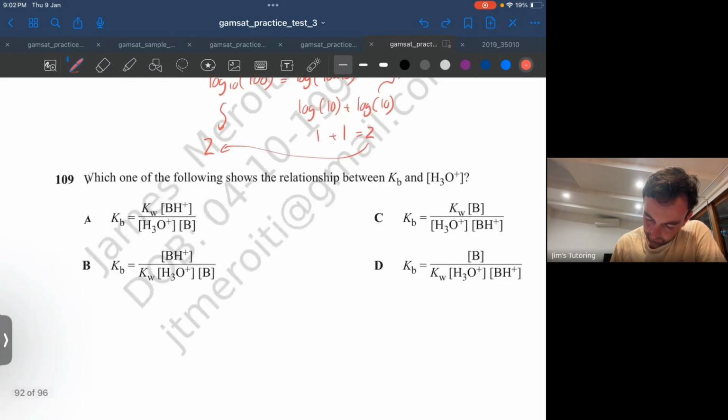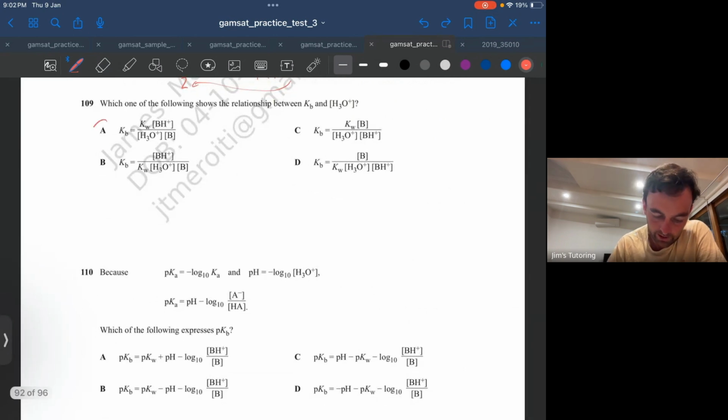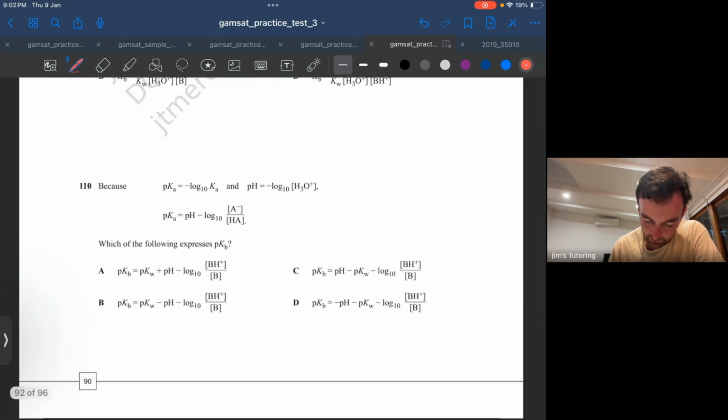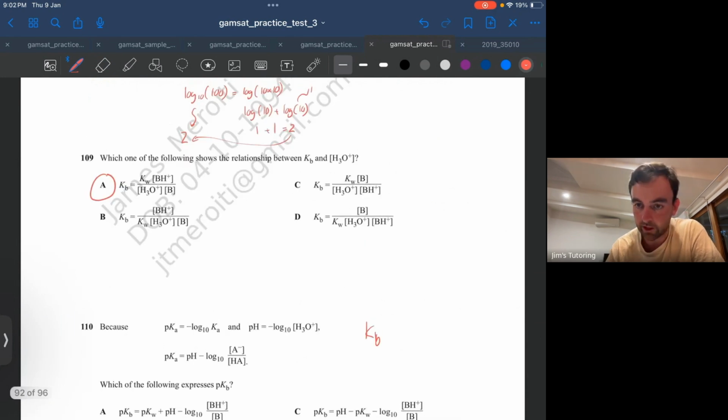I just want to give you the answer for 109, which is A. So really what I want to focus on is this one here, because we want pKB. So we work out KB. I think that one's really just rearranging a formula.